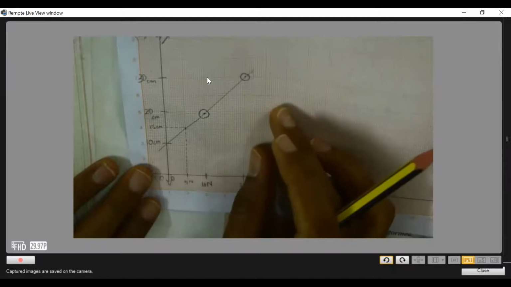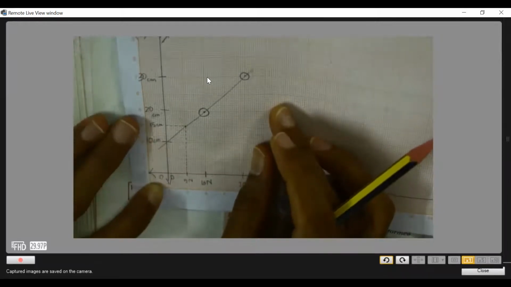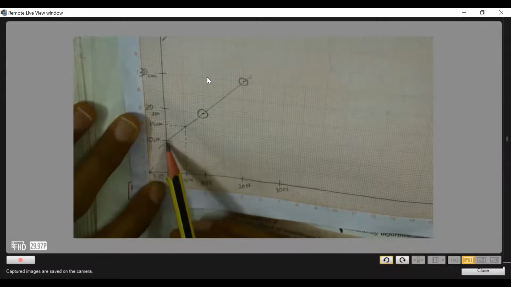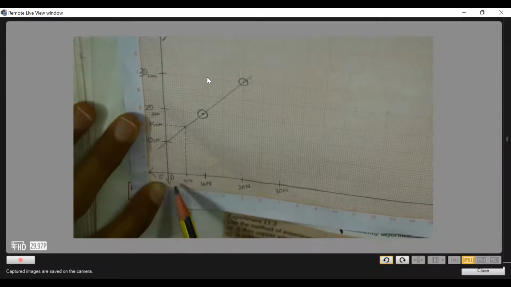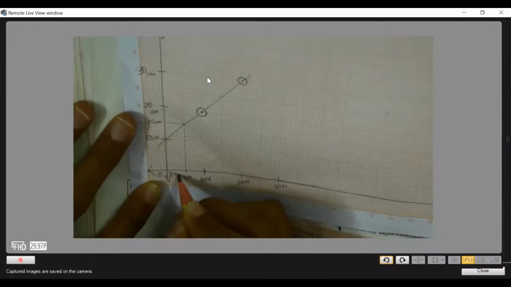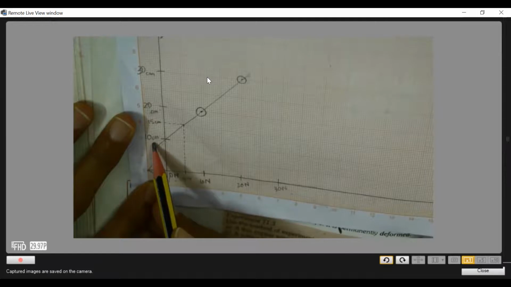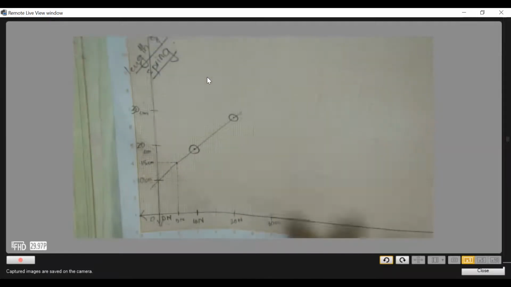So looking at this graph, if somebody asks you what was the original length of the spring here, the original length of the spring is 10 centimeters, because at 0 newtons, the length of this spring was 10 centimeters.